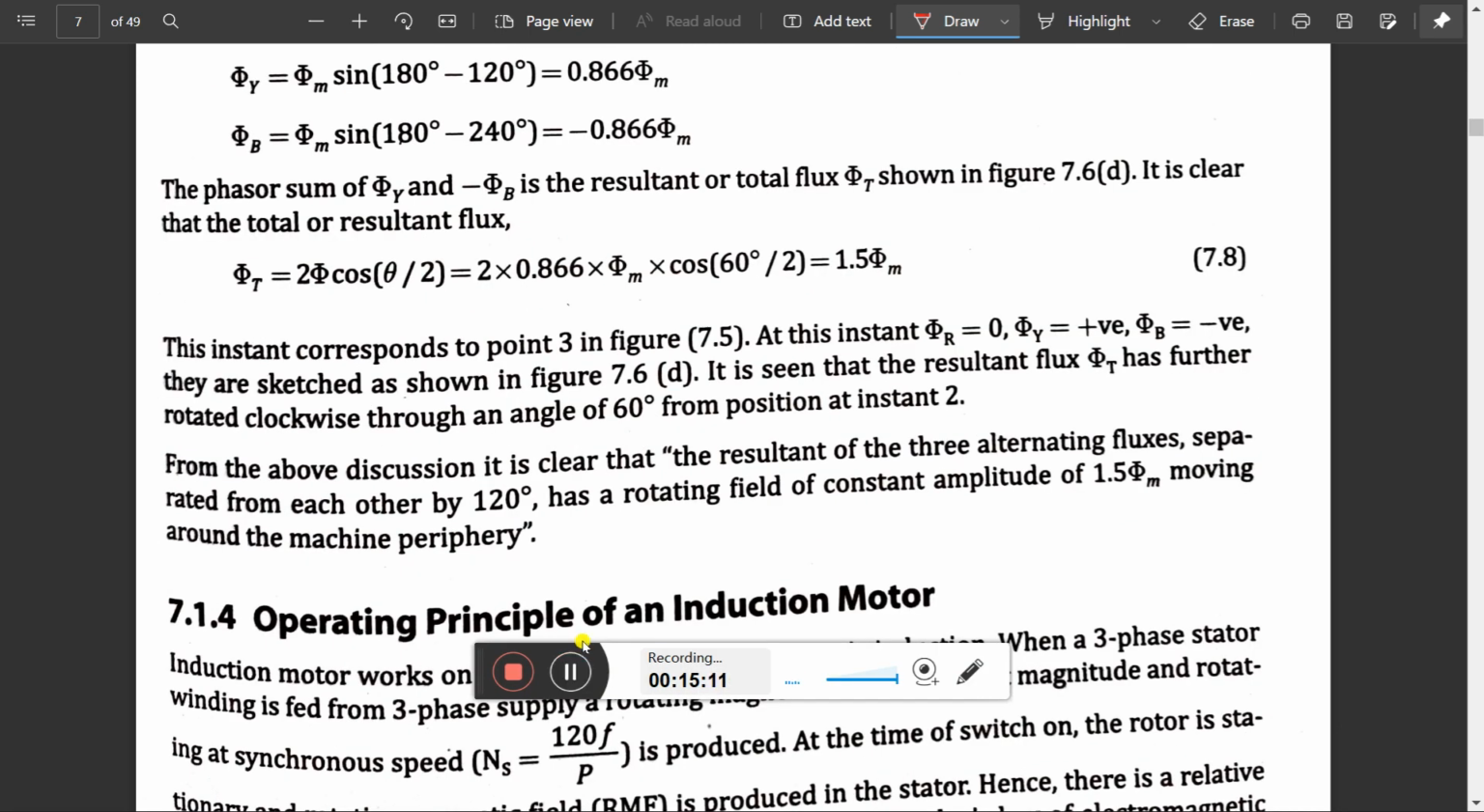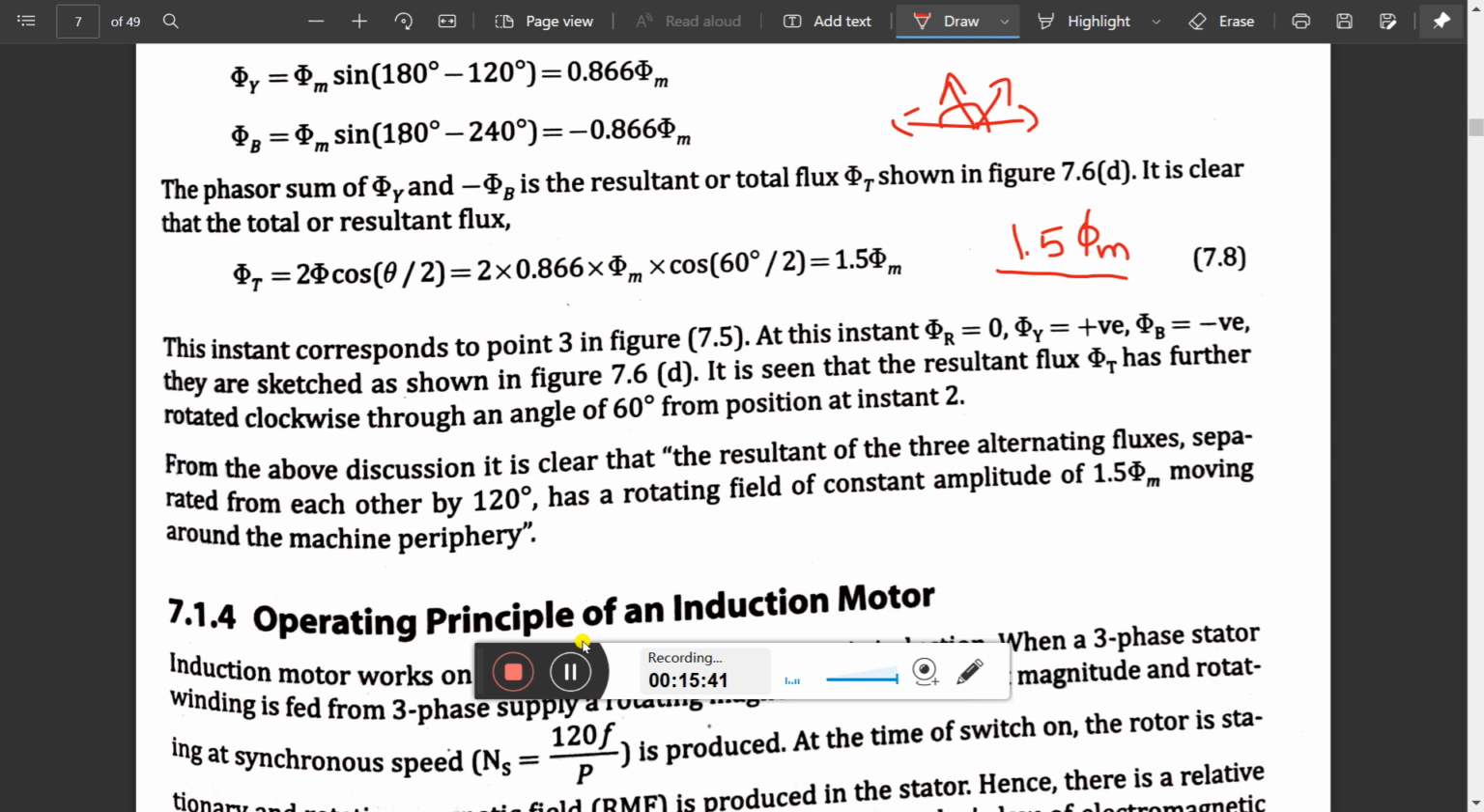If you observe from the above discussion, it is clear that the resultant of the three alternating fluxes separated from each other by 120 degrees has a rotating field of constant magnitude 1.5 times phi m, and it is moving around the machine peripherally. If you observe this, first it is over there, and second there, third and fourth. It is a rotating magnetic flux of the value 1.5 times phi m.